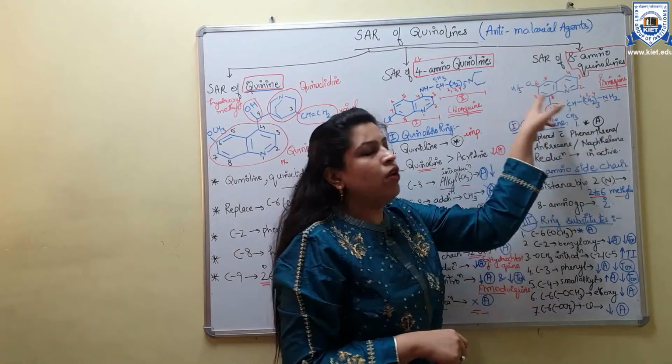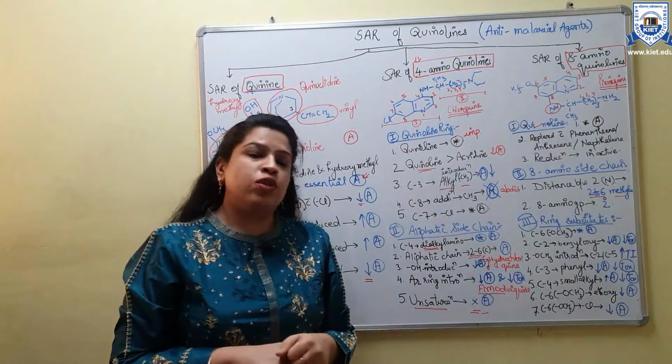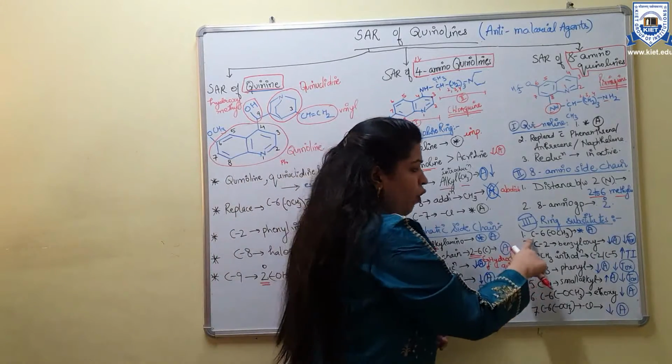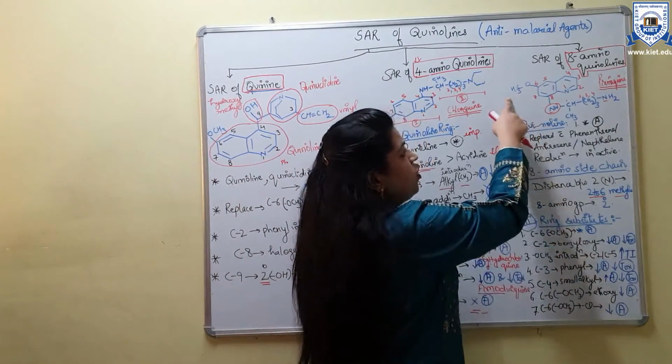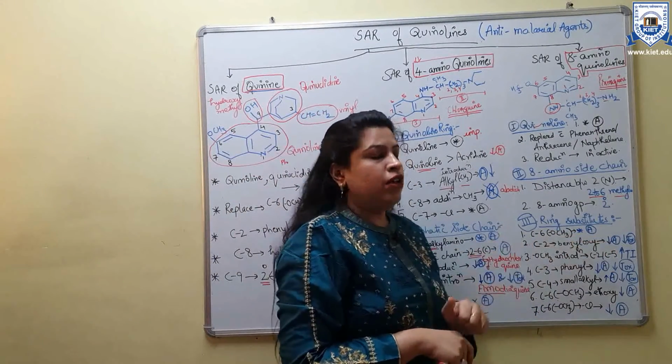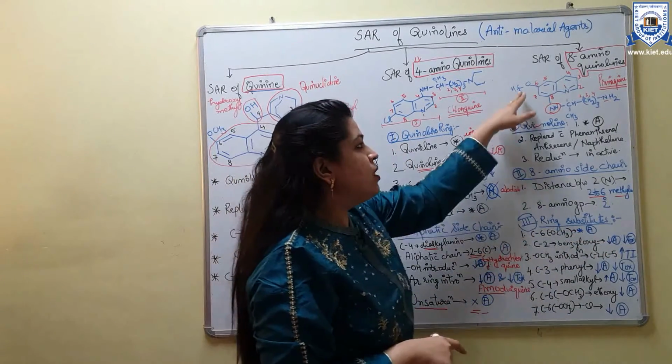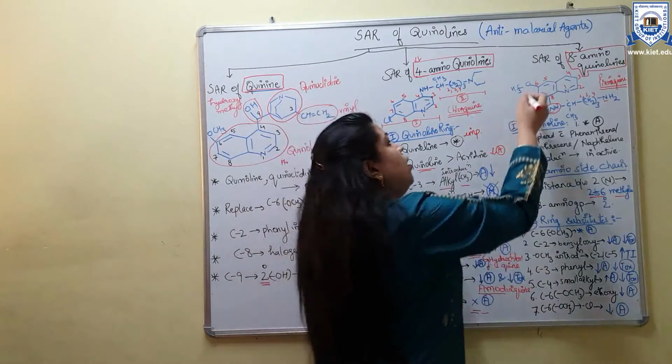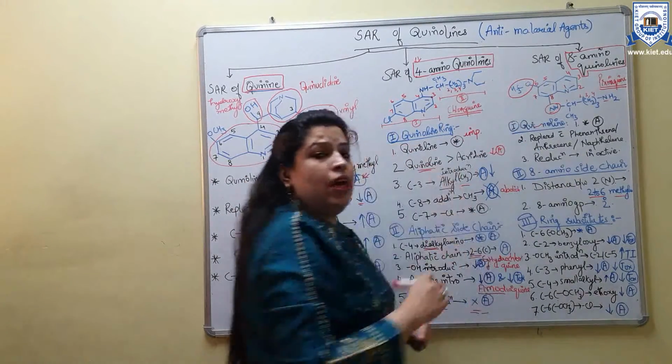Now the third category of SAR to be discussed in these 8-aminoquinolines is about the substituents on the quinoline. What all substituents can be there? For example, at the 6th position we see a methoxy group is present. This is important for the activity. The C6 methoxy group is important for the activity.